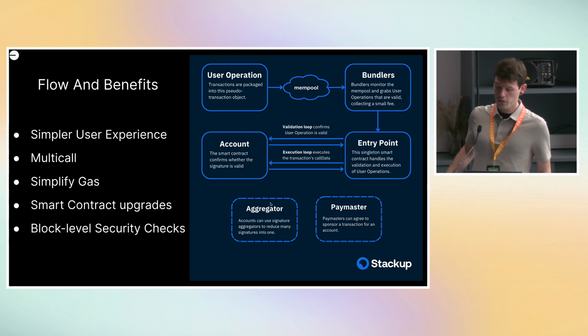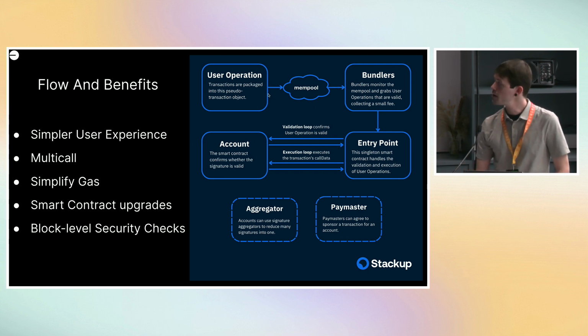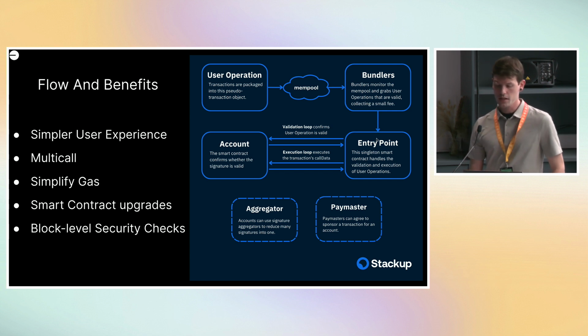Essentially, for the actual flow, you'll see that there's a user operation. You have a list of these. They go into a bundler mempool. That bundler submits a group of user ops. It loops through a validation phase, and it loops through an execution phase.